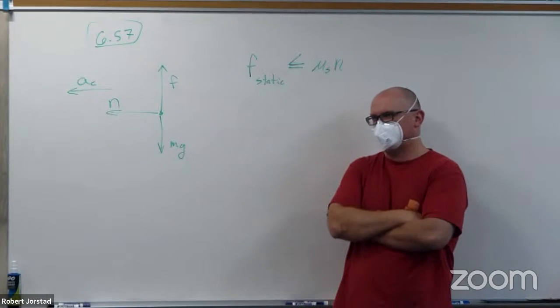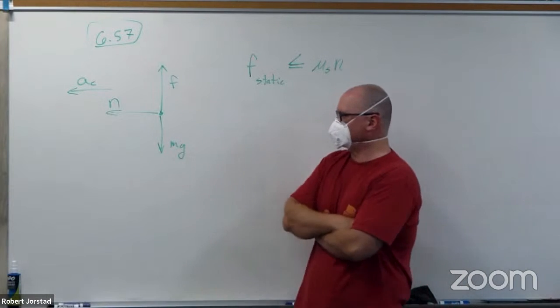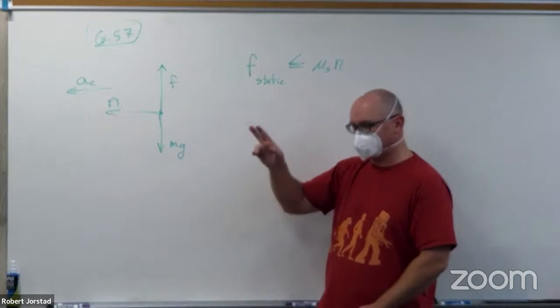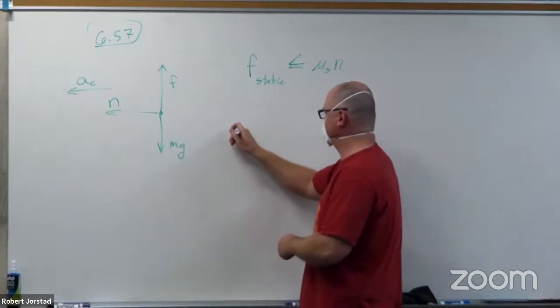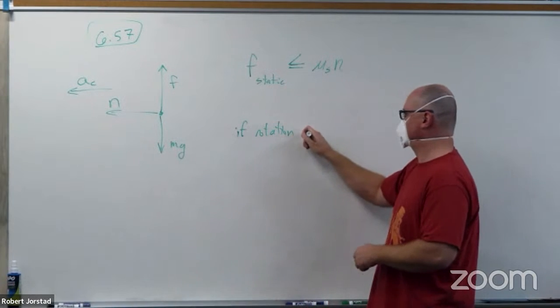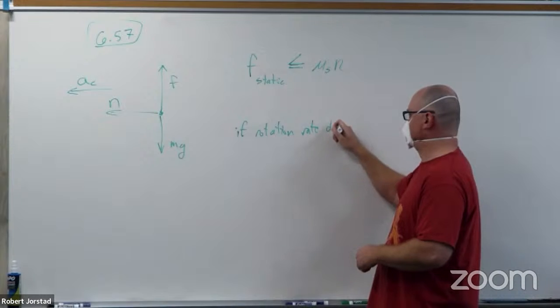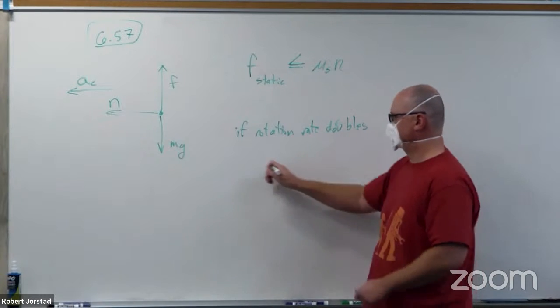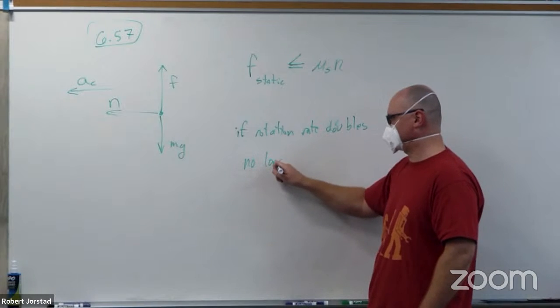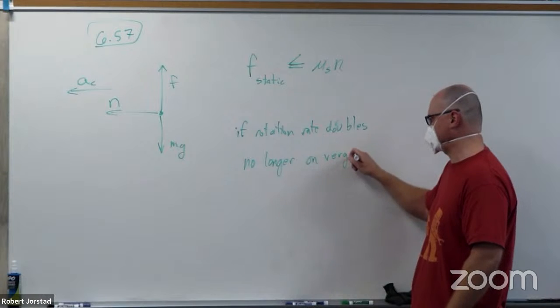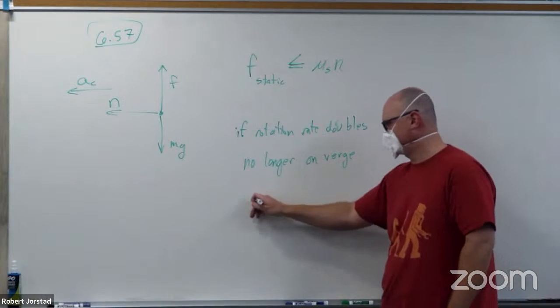You're supposed to look at it and say, well, if you double the rotation rate, this should change, and what else changes? If the rotation rate doubles, are you on the verge of slipping? No. That's the trick in these kinds of questions: you're no longer on the verge of slipping. I just wanted to say that, and I apologize for doing it out of order.